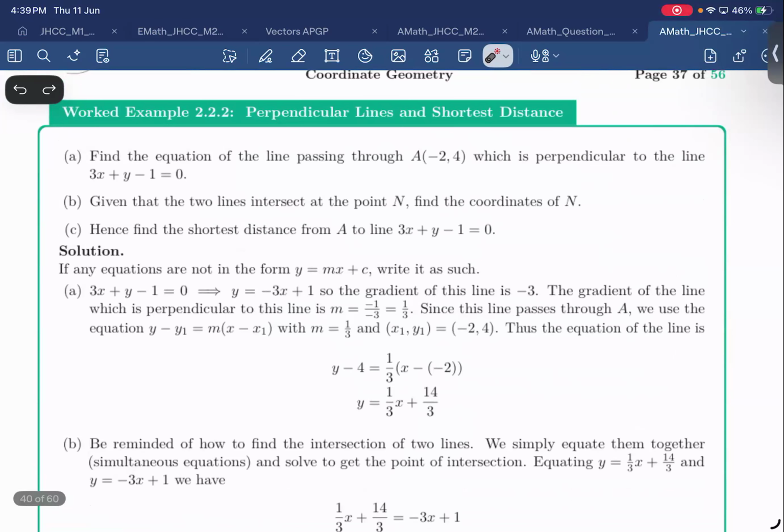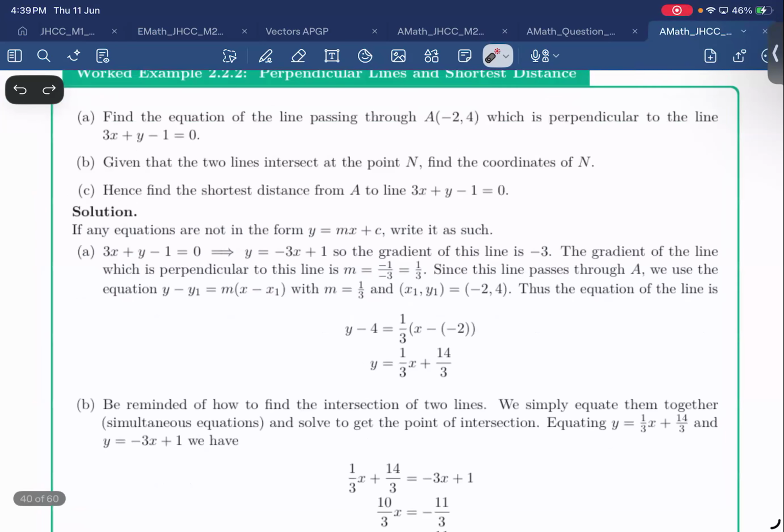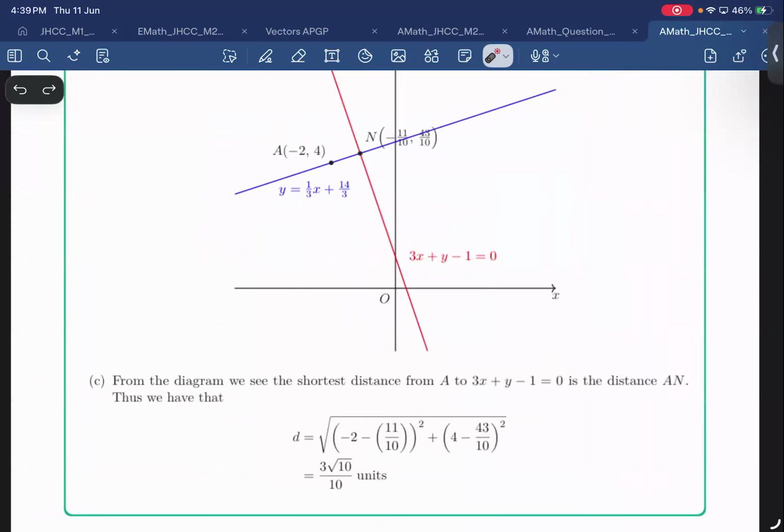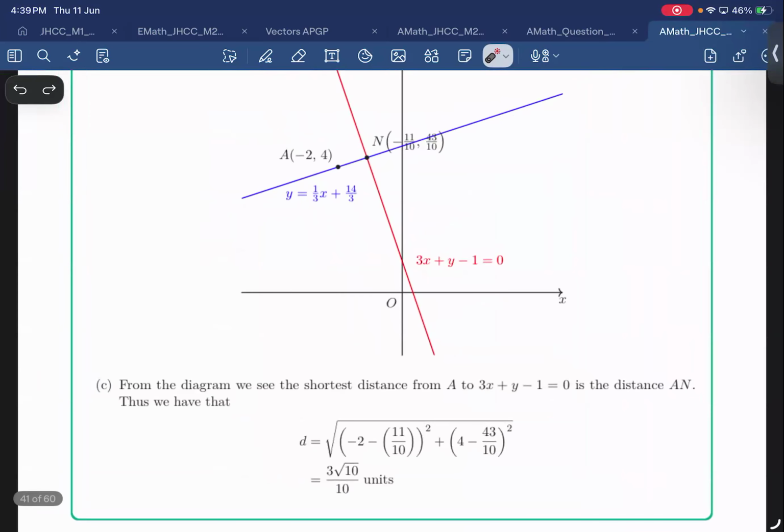Okay. And hence find the shortest distance from A to the line 3x plus y minus 1 equals 0. Okay, so here, this one is a bit tough. If you don't have a picture, it's not easy to tell. But it will lie basically along the line.